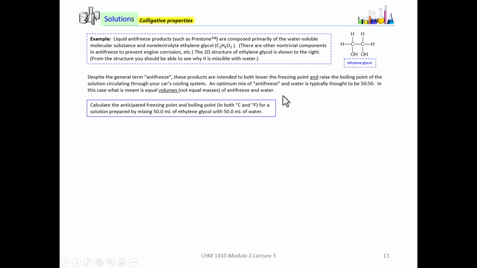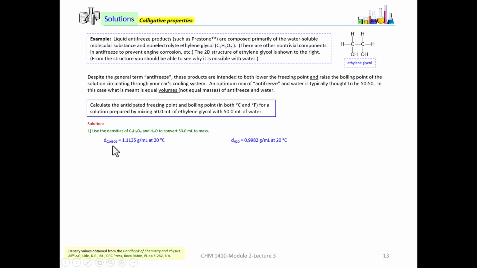What we want to do here for our question is calculate the anticipated freezing point and boiling points in both degrees C and Fahrenheit for a solution prepared by mixing 50 milliliters of ethylene glycol with 50 milliliters of water. Well, what we're going to do here is use the densities of ethylene glycol and water, which you could look up, to convert their volumes to mass.